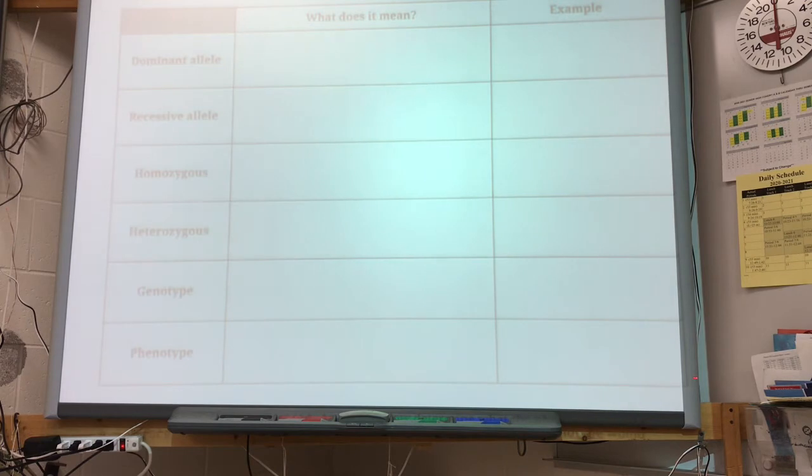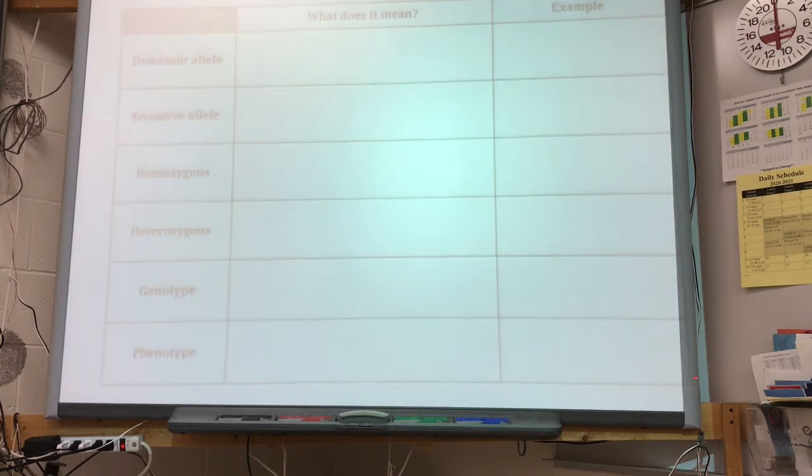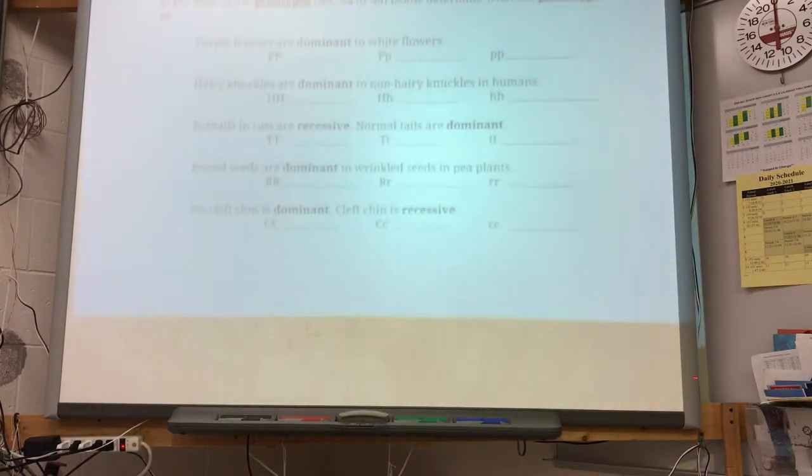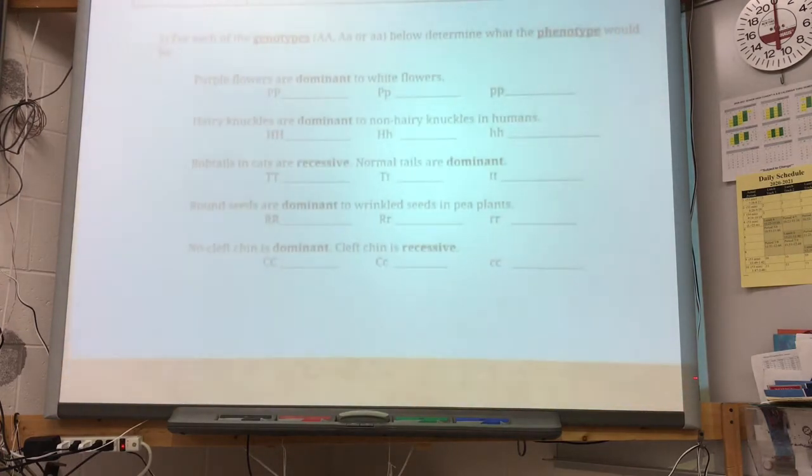So we already filled out the top of this. Genotypes are the letters, phenotypes are what we physically see. When we start looking at the bottom of this, there are lots of genotypes listed. These are all genotypes. It's all letter combinations.